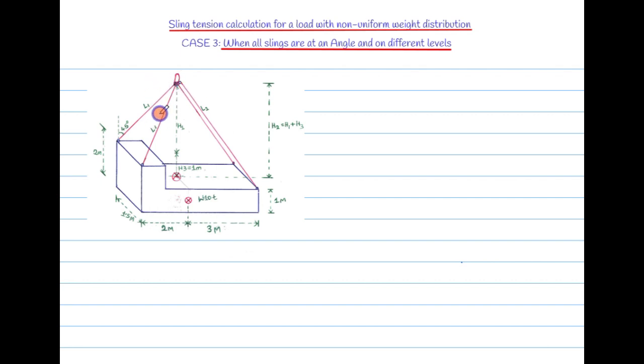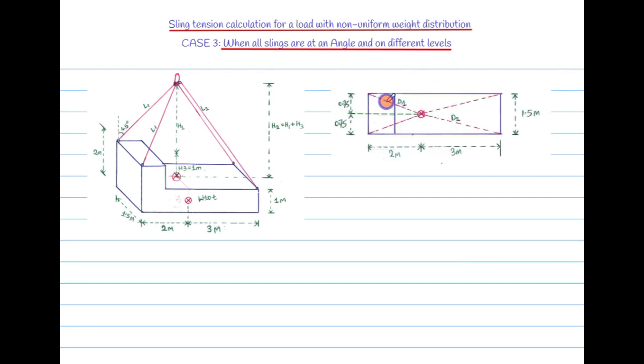When lifting with 4 slings, all the slings align to the center of gravity, meaning that the hook block will be at the center. The goal here is to calculate the distance from the center of gravity to sling number 2, and to calculate the distance from the center of gravity to sling number 1. Looking at the plan here, D1 is the distance from sling leg 1 to the center of gravity, and D2 is the distance from sling leg 2 to the center of gravity.